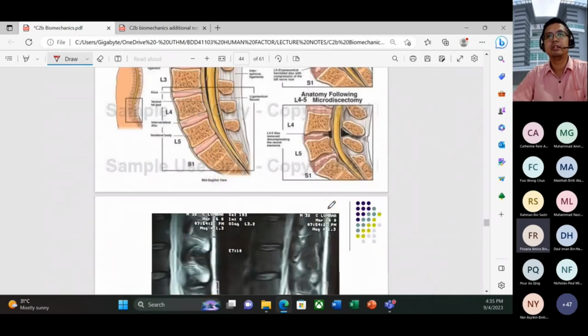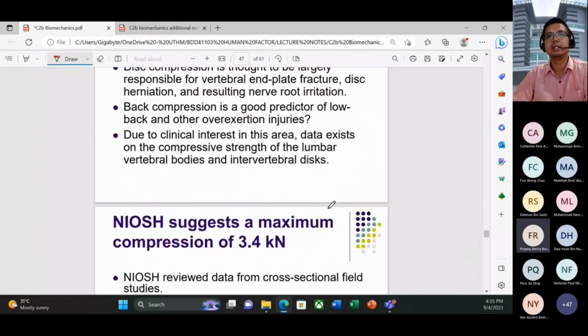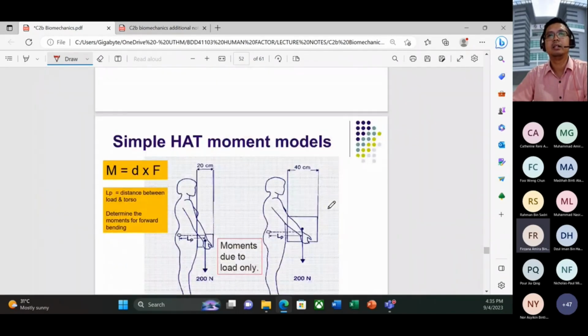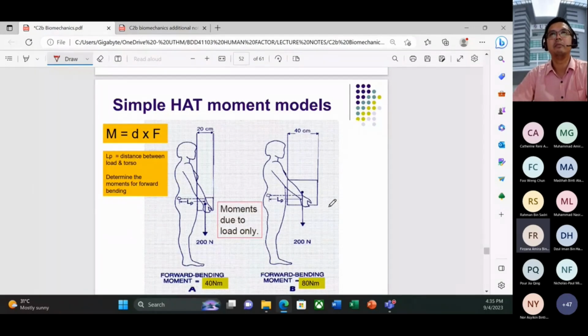Where's our example? Okay. Example for the simple head movement model. So let's say the question given to you has a distance, LP. LP is the distance between the load, this is the load, and this is our torso.